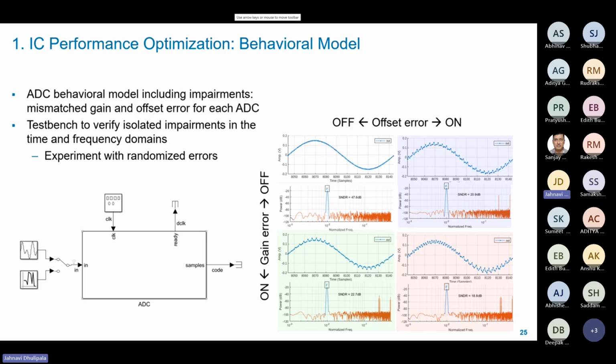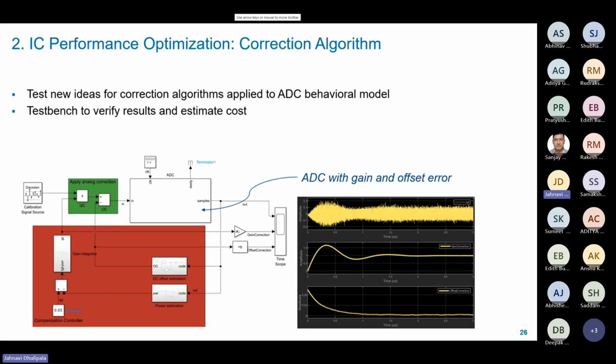On the whole, we are going to use behavior-level modeling, provide the spec to it, and using the test benches, analyze it by adding the offset and gain errors and see the performance. We are experimenting with random values and seeing the performance. So this is the first method of creating the behavioral model, including the impairments and verifying the results. What is the second method?